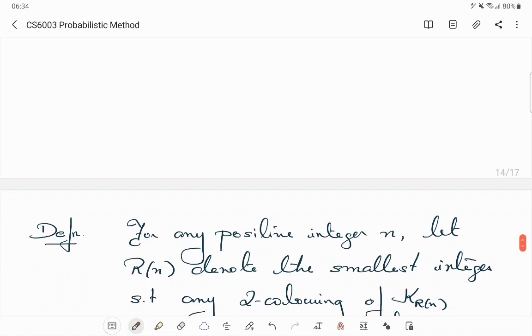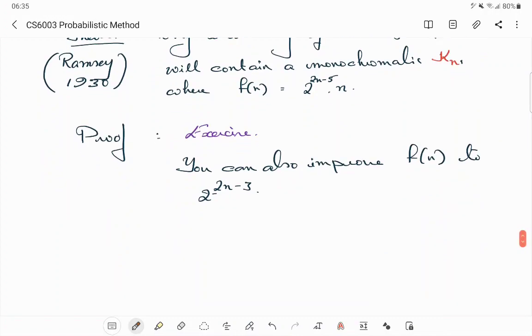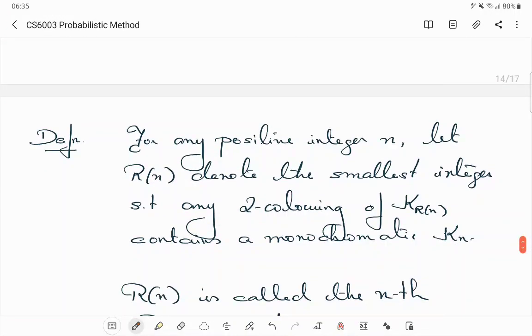Okay, and this is the smallest function f(n) which satisfies this relation. Here the f(n) is kind of fixed, but can you do a smaller f(n)? And the smallest f(n) for which you can do this is now denoted as capital R(n) in honor of Ramsey. So R(n) is a function from natural numbers to natural numbers.